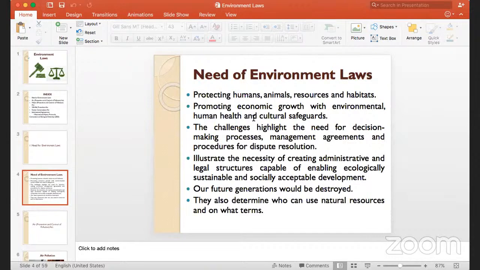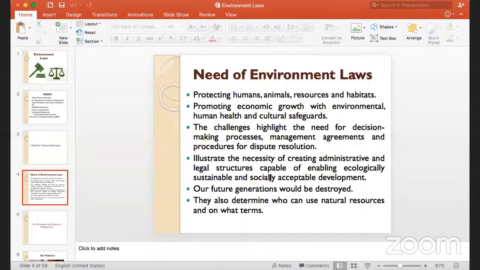Then we also need laws because we must create administrative and legal structures capable of enabling sustainable development. I told you in the earlier semester that sustainable development is the middle path between development on one side and environmental conservation on the other. As a developing country, if we have to build flyovers, roads, and dams, then we also need to protect the environment. It has to be both ways. And if we have laws that focus on ecologically and socially sustainable development, it is going to be to our merit.